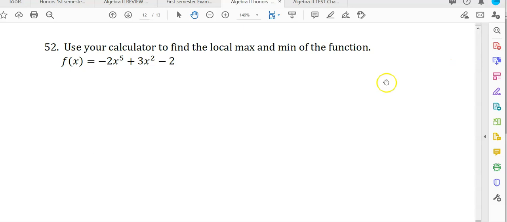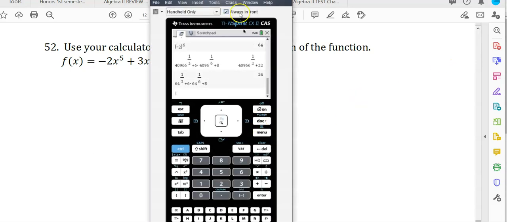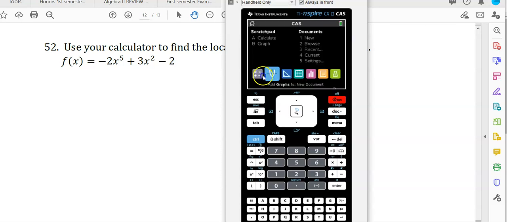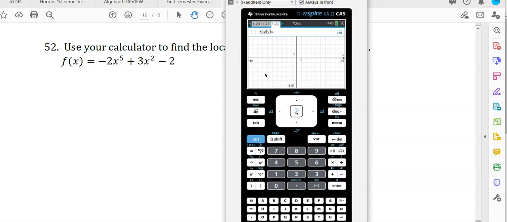Find the local max and min in your calculator. So let's try this one. Hit the home key, go to graph. Negative 2x to the fifth plus 3x squared minus 2. We want to find the local minimum and maximum. So menu 5.1 looks like that's a maximum. It doesn't say the word minimum, but it does say y-intercept right there. So I'm assuming that's both the minimum and the y-intercept. I think that's a safe assumption to make.